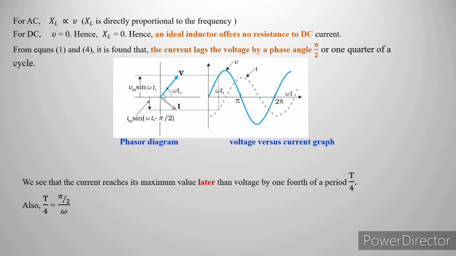When voltage is 0 at the origin, what is the value of the current? If you see by the dotted line, it is still lagging below the origin. So we see that the current reaches its maximum value later than voltage by 1/4 of a period, that is T by 4. Also T by 4 is equal to pi by 2 divided by omega.